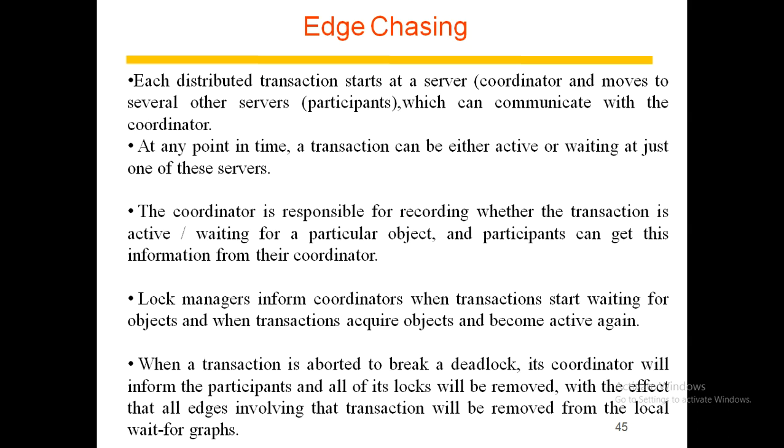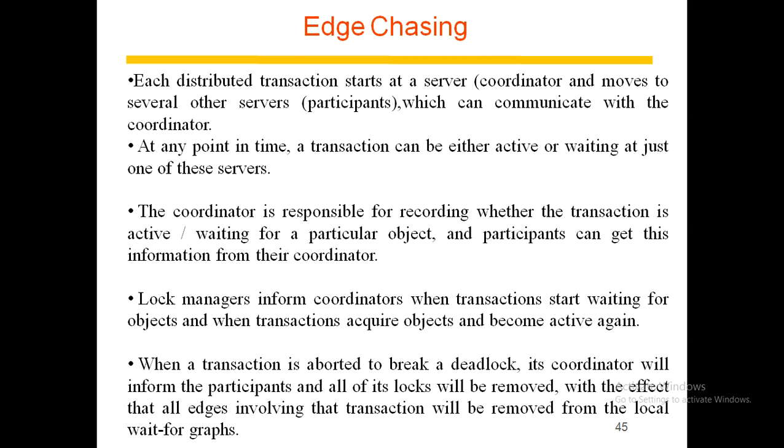Each distributed transaction starts at a server called the coordinator of the transaction and moves to several other servers called participants in the transaction, which can communicate with the coordinator. At any point in time, a transaction can either be active or waiting at just one of these servers. The coordinator is responsible for recording whether the transaction is active or is waiting for a particular object, and participants can get this information from their coordinators.